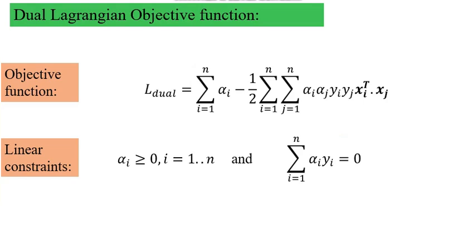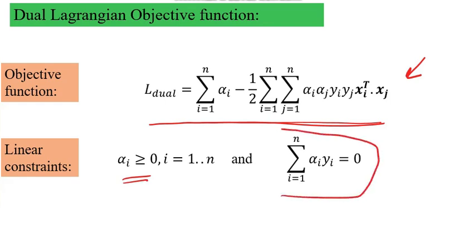Now, the dual Lagrangian objective function, which we obtain after we have done some arithmetic manipulations on the previously written objective function, is as written here. We shall discuss some details in another video. But for now, we can just look at the dual objective function which we have obtained, and the linear constraints are alpha i greater than or equal to 0, and the product of alpha i and y i summed over all the samples will be 0.